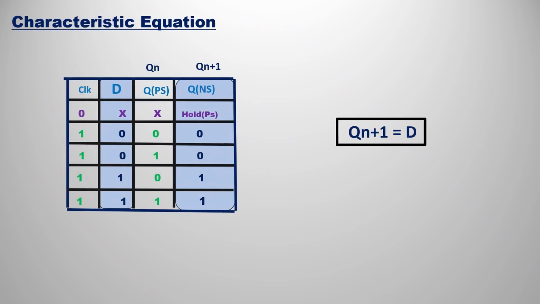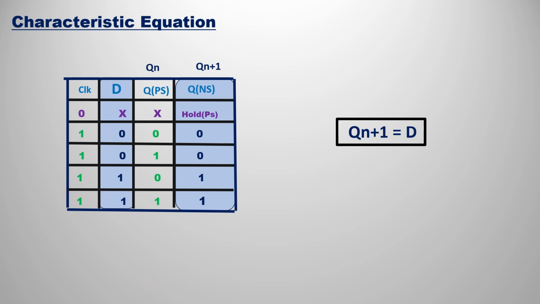At first, we are going to understand what is meant by characteristic equation and the characteristic table. Characteristic table means the normal table that we are seeing here. So this table is known as the characteristic table. In combinational circuits, we call it the truth table, but here we are going to call it by other names as well.